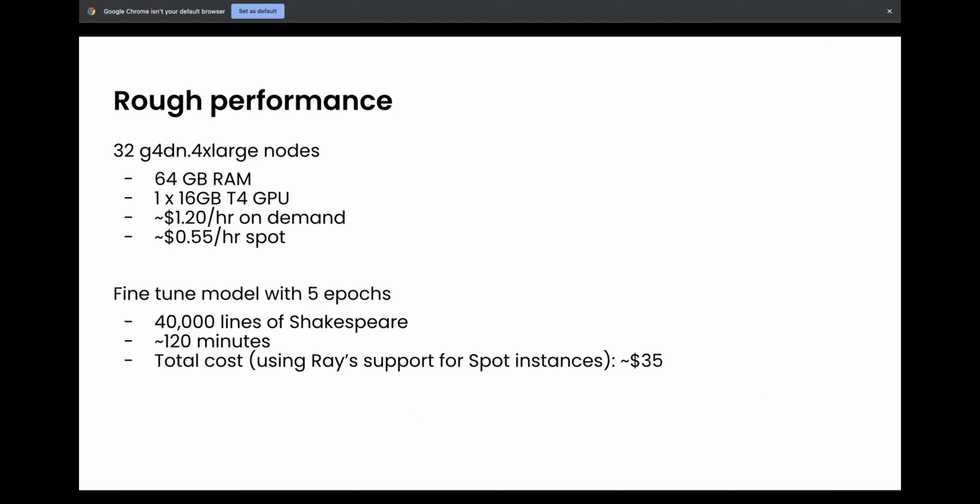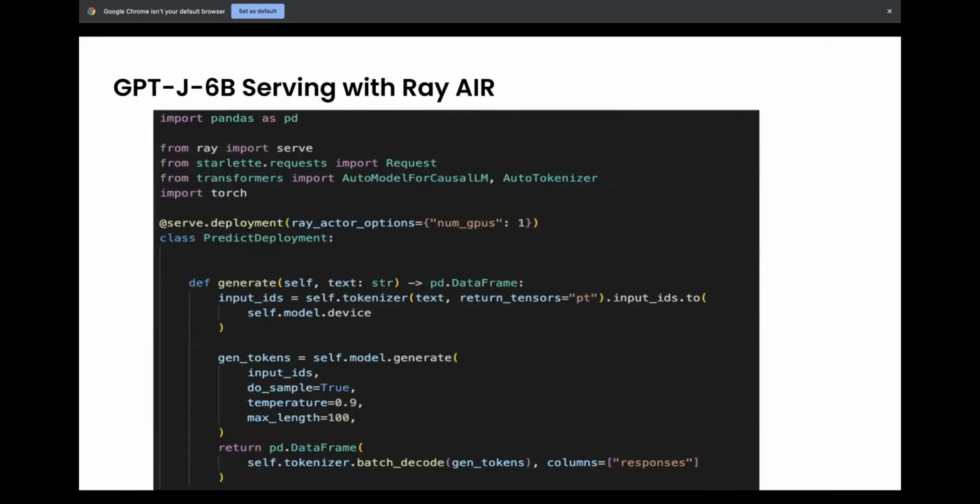But as you can see, we're using inexpensive GPU nodes, and the cost is actually much lower than using the expensive A100 nodes. You can feed this data set of Shakespeare's to the model, and we can finish within 2 hours. And the cost is like $35.